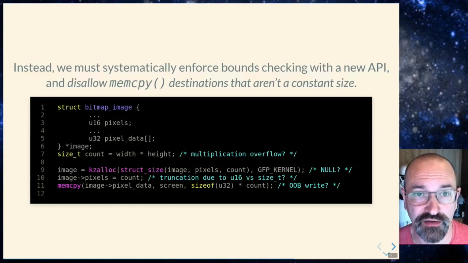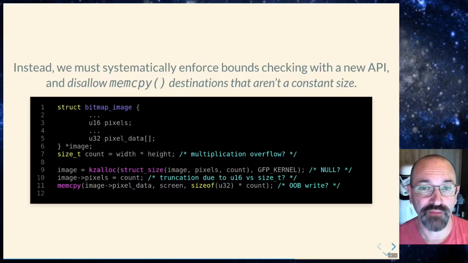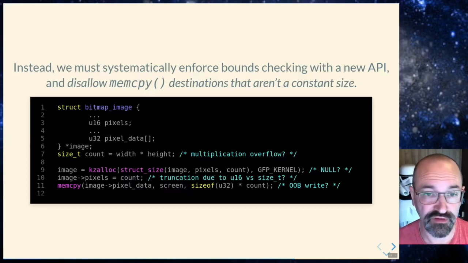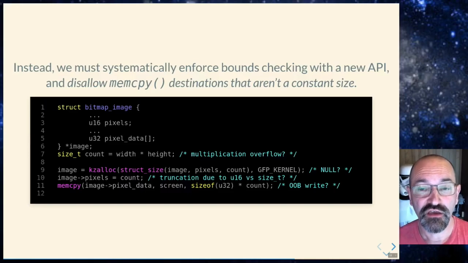But without that, we need some way to deal with this, to systematically enforce bounds checking. We need a new API. We need to disallow memcpy with destinations that aren't a constant size, because C was not designed to deal with having memcpy fail. There's no error checking about it. And most users, even in switching to a new API, will need some level of refactoring to actually take an error condition and pass it up, because there's so many different ways things can fail in this kind of code.